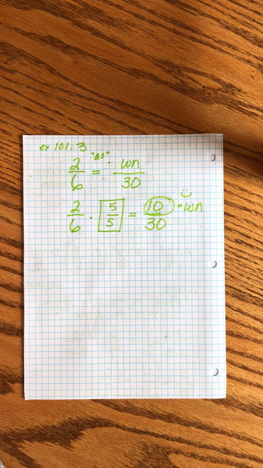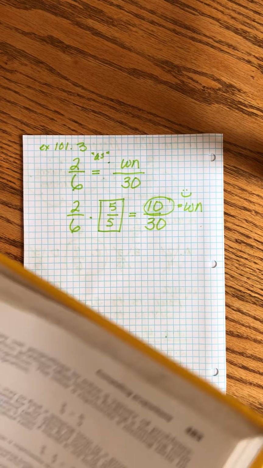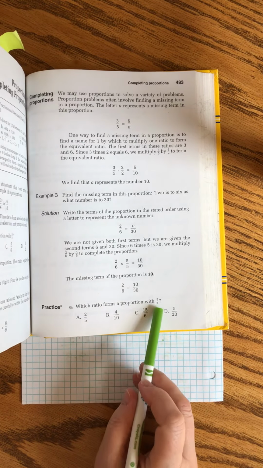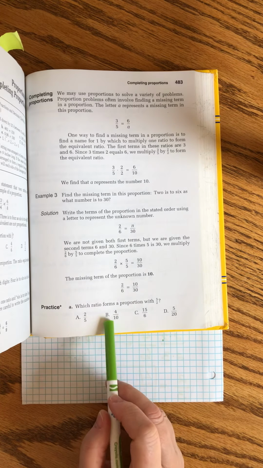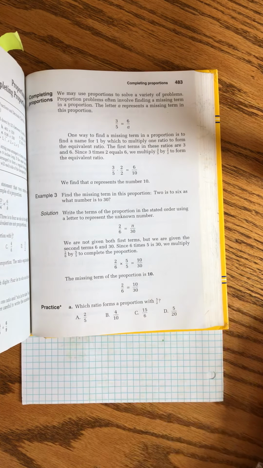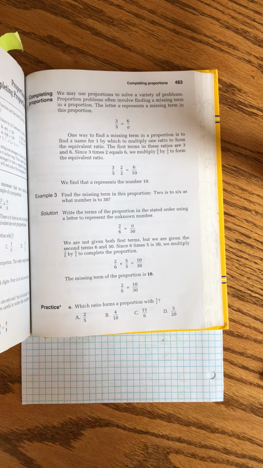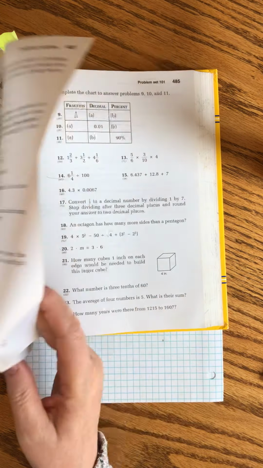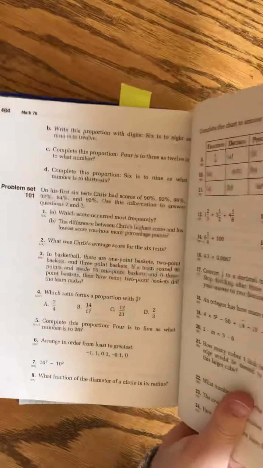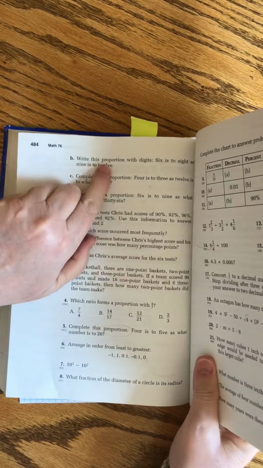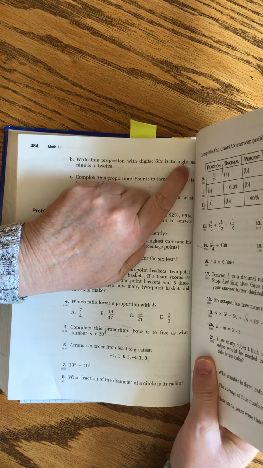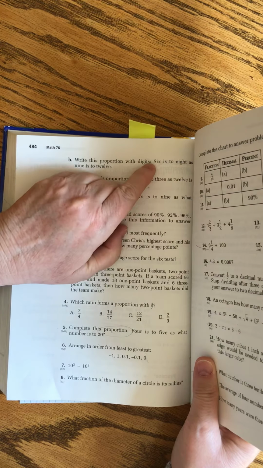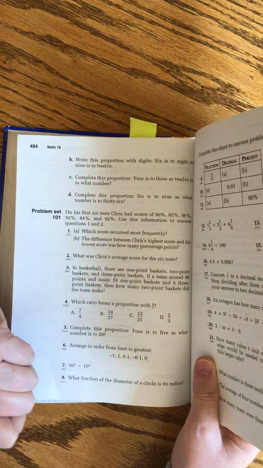It's exactly like the problem we just did. Let me show you. Here's one, which ratio forms a proportion with 5 over 2? So you look at these and look for the one that matches nicely, where you can see the same number either dividing or multiplying top and bottom. Write this proportion with digits. 6 is to 8 as 9 is to 12. Remember, as means equals. 6 over 8 equals 9 over 12.